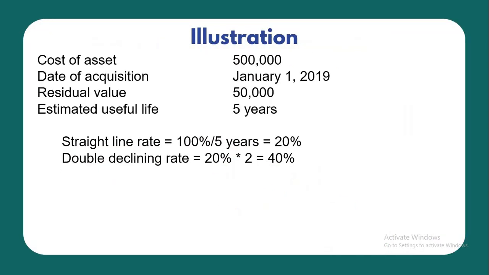Okay? So example, the cost of the asset is 500,000 and the date of acquisition is January 1, 2019. Residual value is 50,000 and the estimated useful life is 5 years. Now, to get the fixed rate or the double declining rate here, we get first the straight line rate. So, straight line rate is equals to 100% divided by the estimated useful life. So, we have 20%. Now, to double it, i-multiply lang by 2. So, that would be 40%. So, meaning to say, you will depreciate your asset equal to 40% of the declining balance.